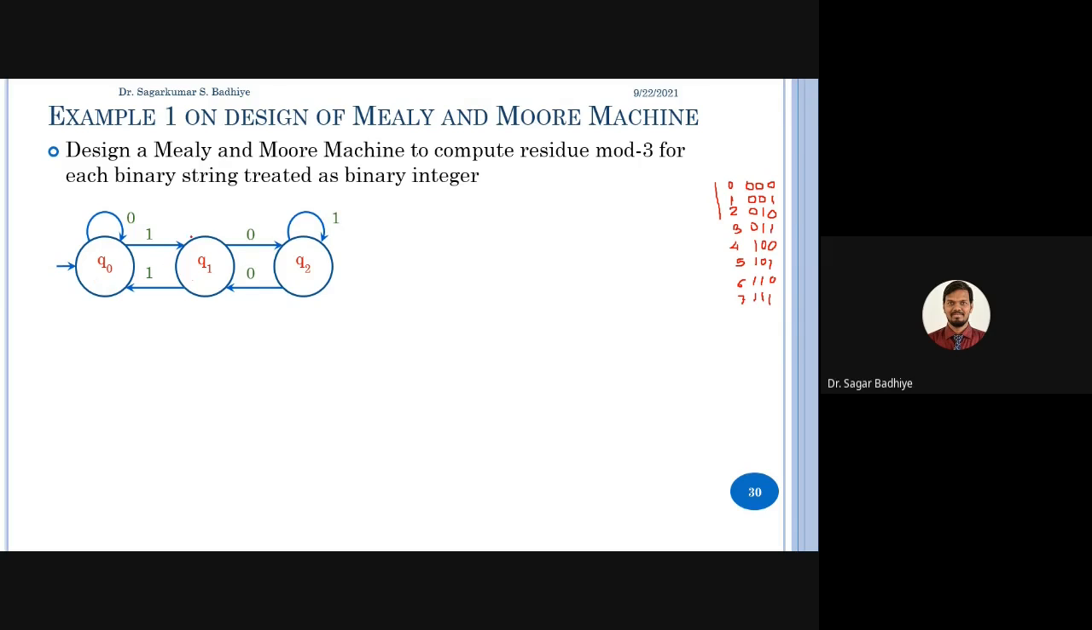If it stays in Q1 on reading some input, it means that the number which is read is producing a remainder of 1. If you are staying in Q2, it means that it is producing a remainder of 2. So this is a simple machine or a DFA. If you make Q0 a final state, it will be accepting all the binary numbers that are divisible by 3.